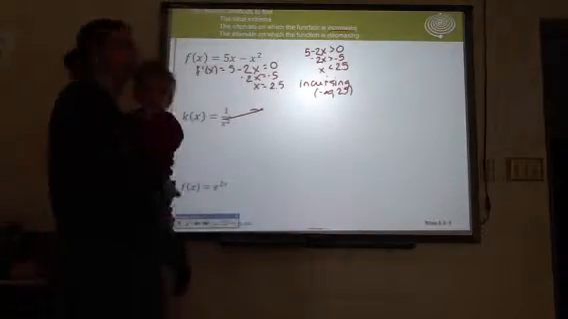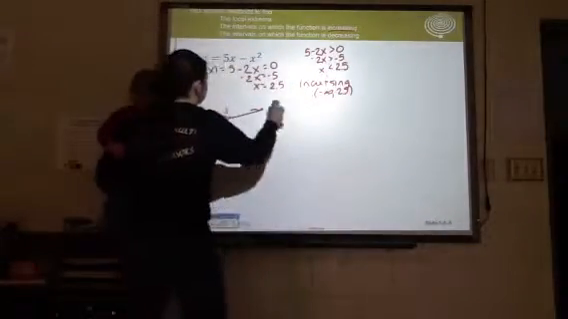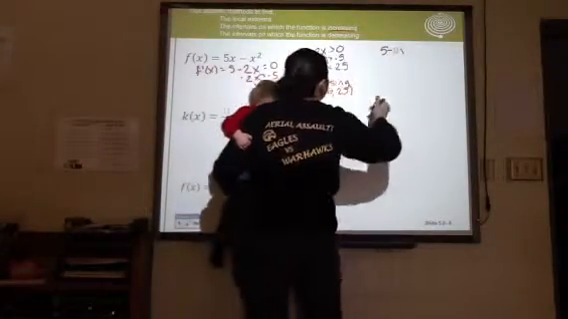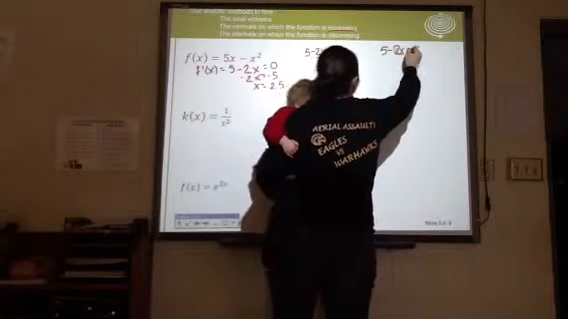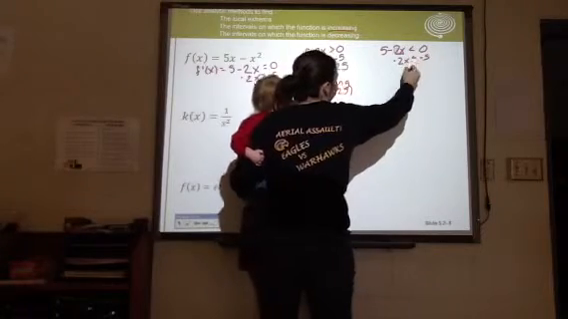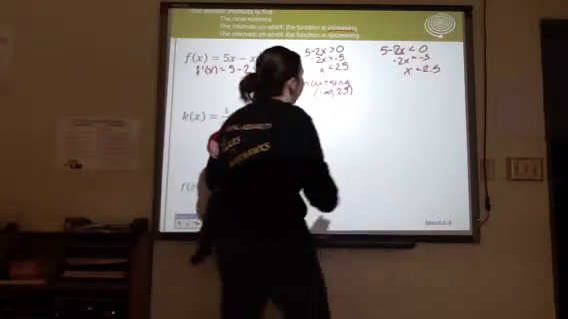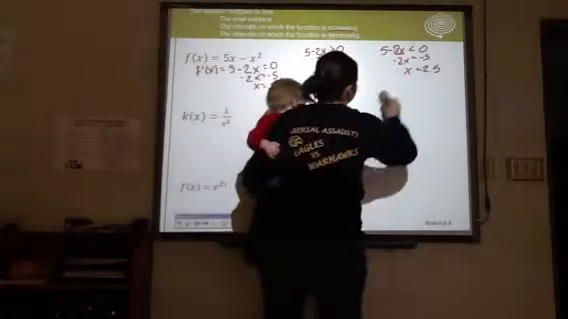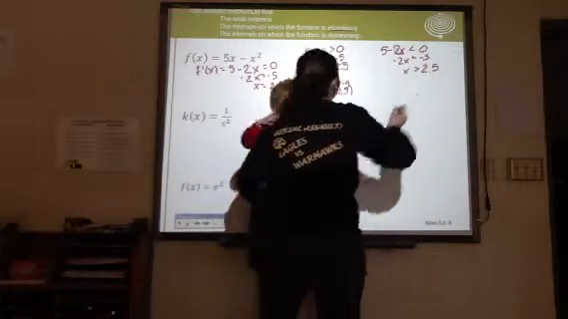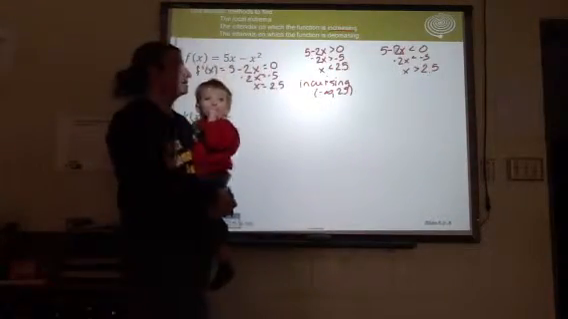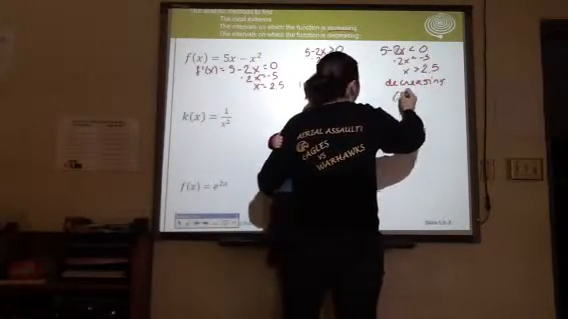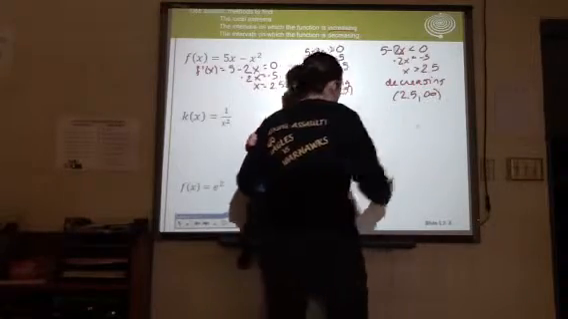Alright, so now I need to find where it is decreasing. I'm going to do that same thing, but set 5 minus 2x less than 0. So we have negative 2x is less than negative 5, and x is less than 2... wait, I divided by a negative, so we need to switch the sign. X is greater than 2.5. That's where my function is decreasing. So we'll write the word decreasing, from 2.5 to infinity.